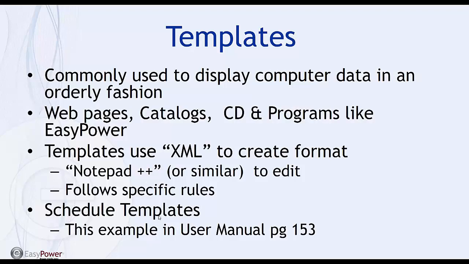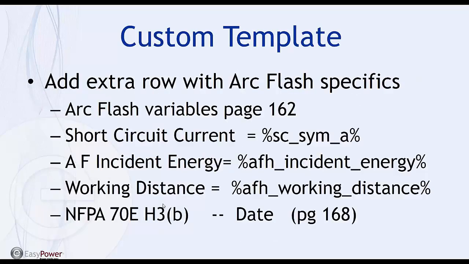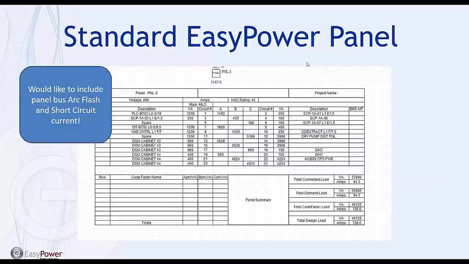And so the example that I'm going to go through is actually in the manual on page 153, and what we're going to do in this case is take an existing panel schedule that my client's asking for arc flash specifics. And to do that, I need to reference the arc flash variables, which in the manual will be on page 162. And I also want to put in the date and some other custom information, and this is also in the user's manual. So I'm going to jump into this. We're going to come back to this slide in a second.